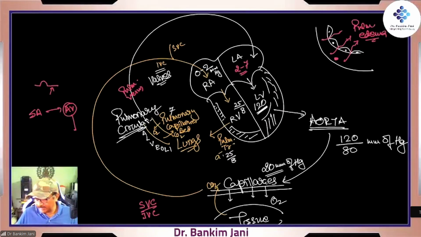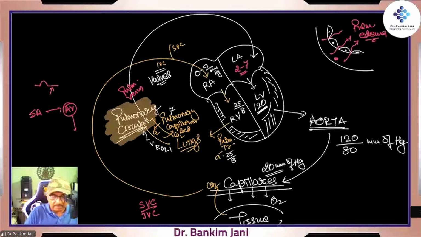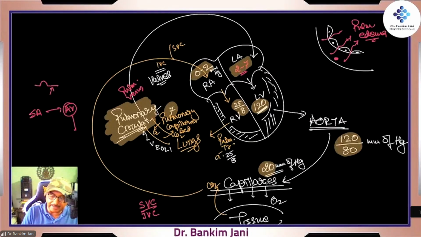Till this point, any doubt, any query? Because we'll keep on mounting on that. I'm just highlighting all the pressures. So this is 120 by 80. Things start from here. Here, at the tissue capillary, it drops. Then over here, it is extremely less. Then it becomes 25 by 8, right? So that is the case of the ventricle. Over here, it's very less. It remains less till the left atrium.